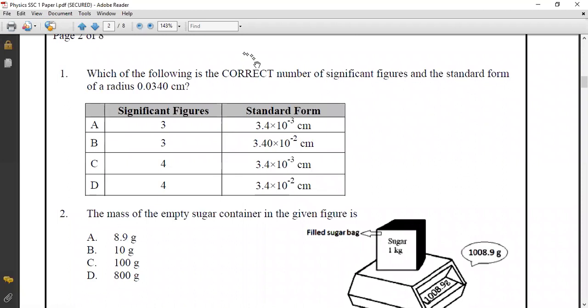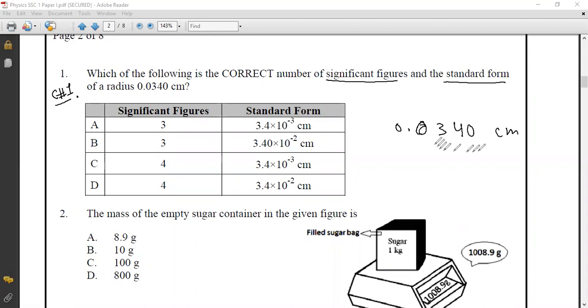In this paper, we have question number 1, that is from chapter number 1, Physical Quantities and Measurement. Which of the following is the correct number of significant figures and the standard form in this expression, that is 0.0340 centimeters? So we have to identify two things. One is the number of significant figures and the other is its scientific notation.